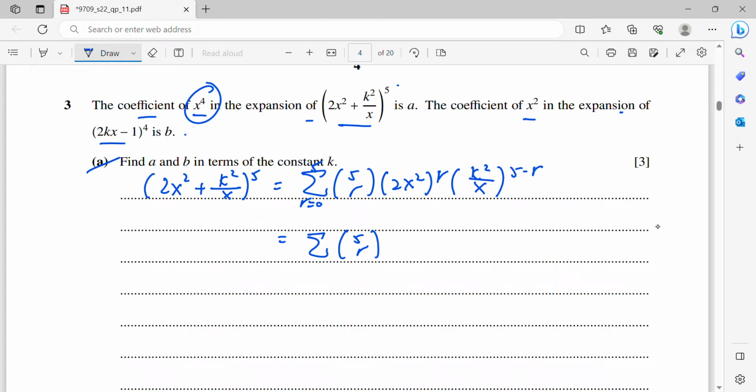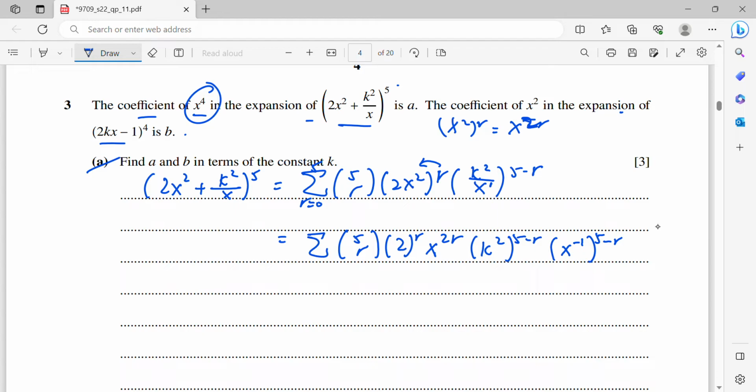So instead of writing (2x²) to the power r, I will write 2^r, then x^(2r), because x squared to the power of r is the same as x^(2r). Then the next one is (k²)^(5−r). The x at the bottom is actually x to the power negative 1, so I'll write (x^(−1))^(5−r).